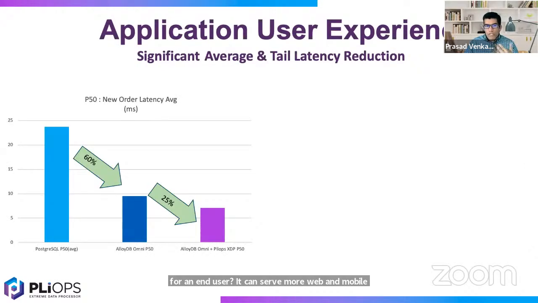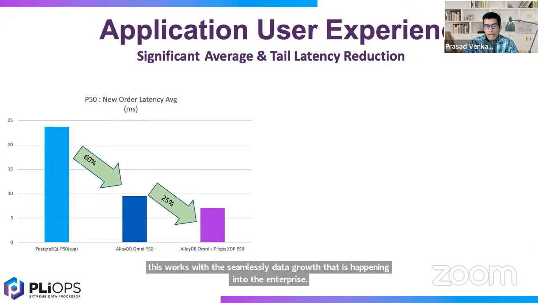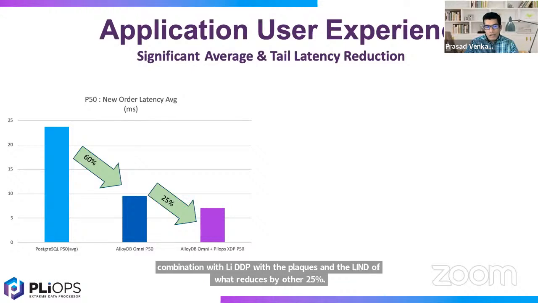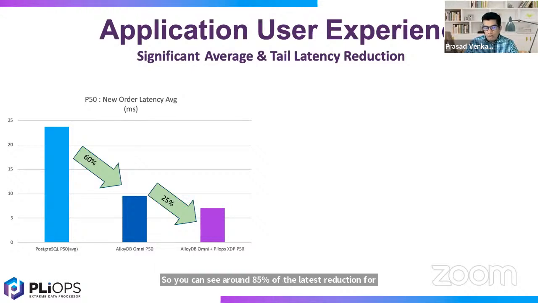So the transaction is one aspect, but the response time of an application, when you are doing a transaction or placing an order on an e-commerce website, is highly important. When we measure the latency, compared to PostgreSQL, AlloyDB reduces that latency by 60%. Then the combination of AlloyDB with the Plabs and the Lenovo reduces it by another 25%. So you can see around 85% latency reduction for P50, which is like an average latency.